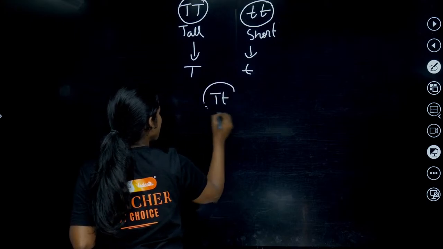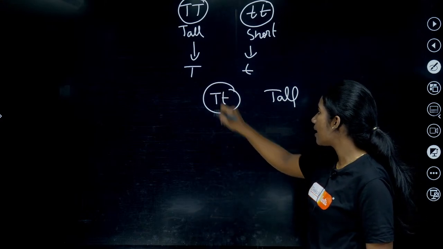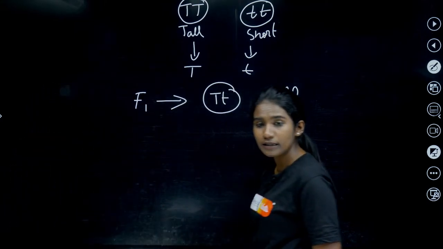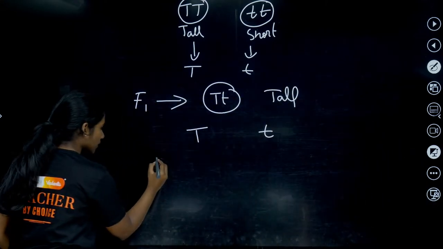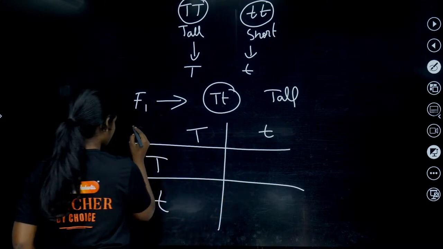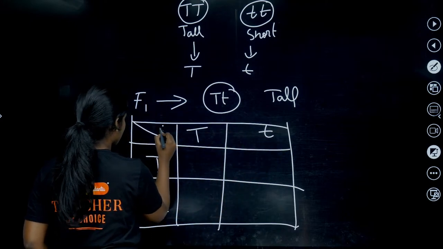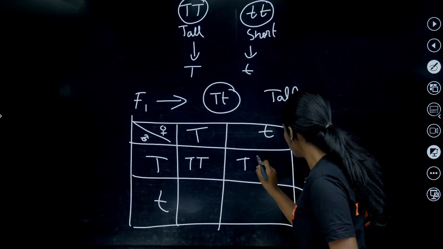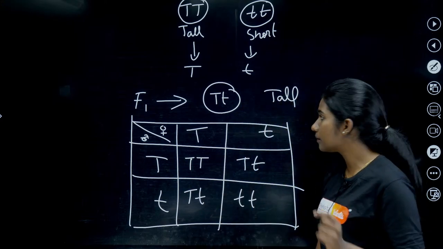you get a tall plant with, you know, heterozygous, and it is heterozygous because it has capital T, small t, and this is the F1 generation. When F1 generation is self-crossed, there is capital T and small t. Small t.